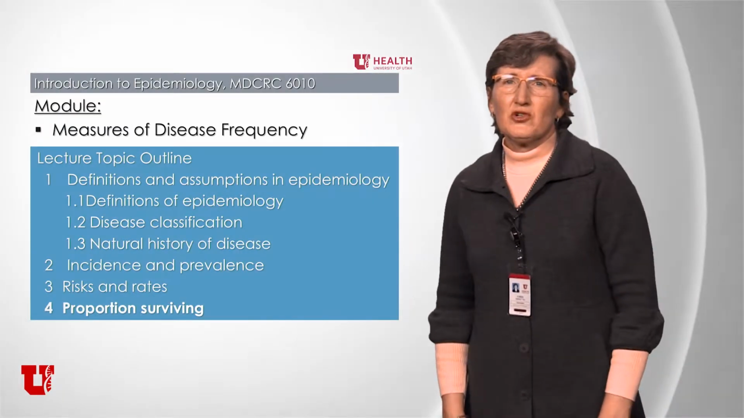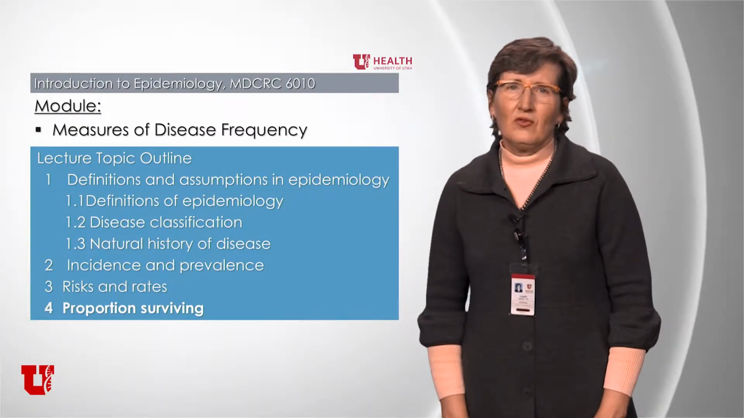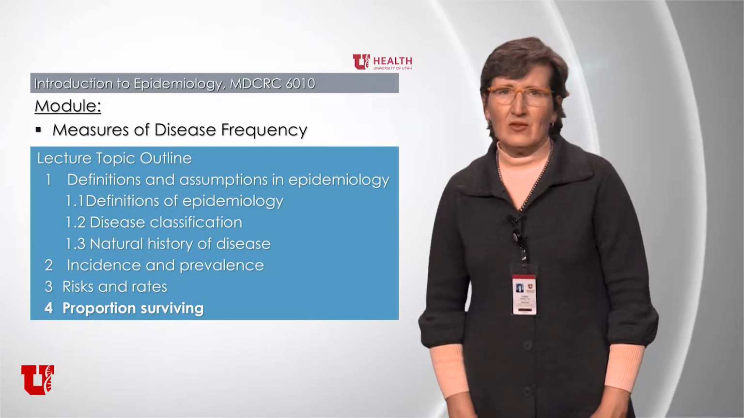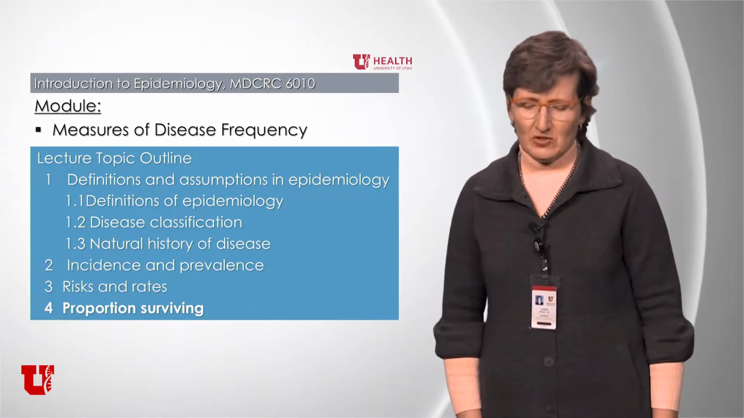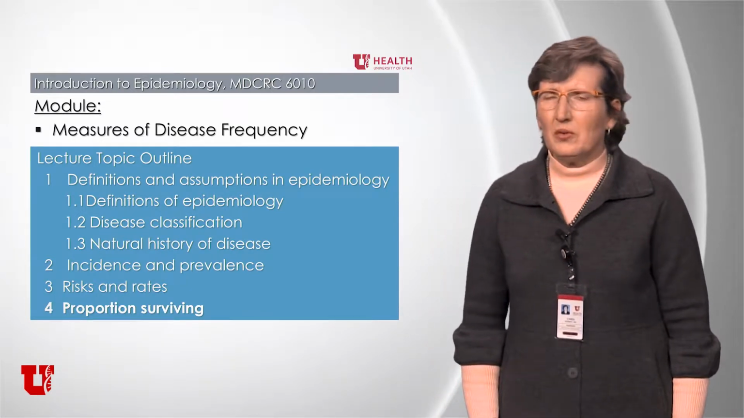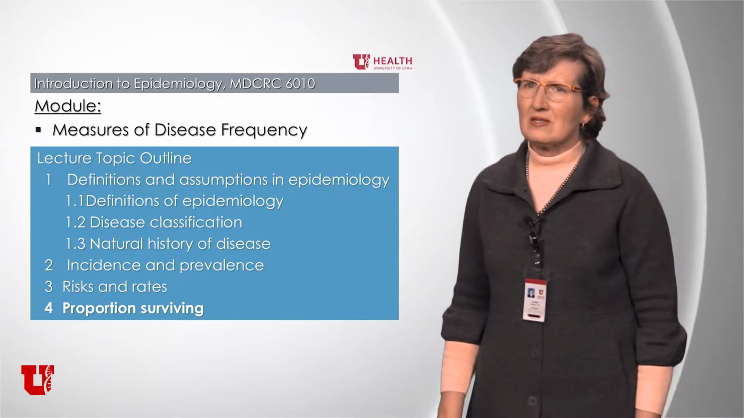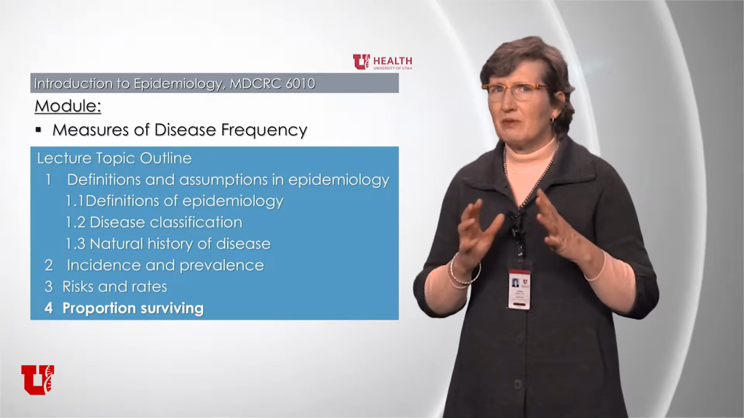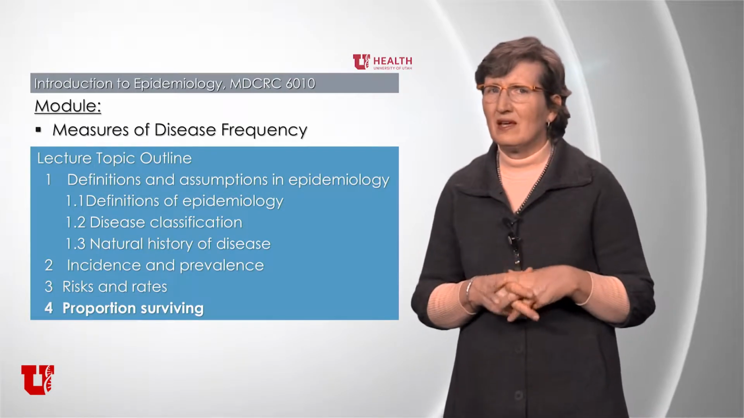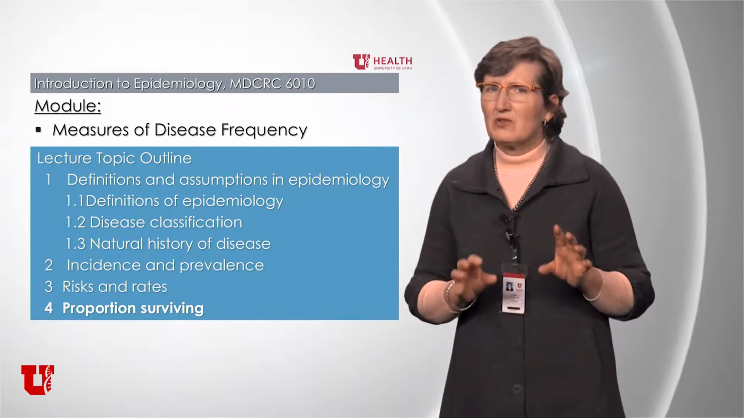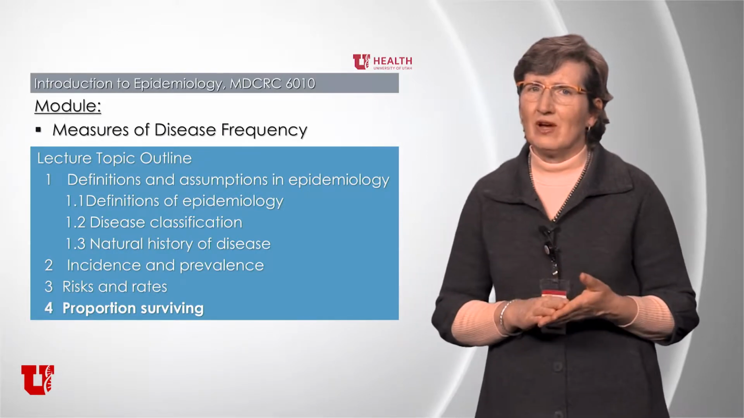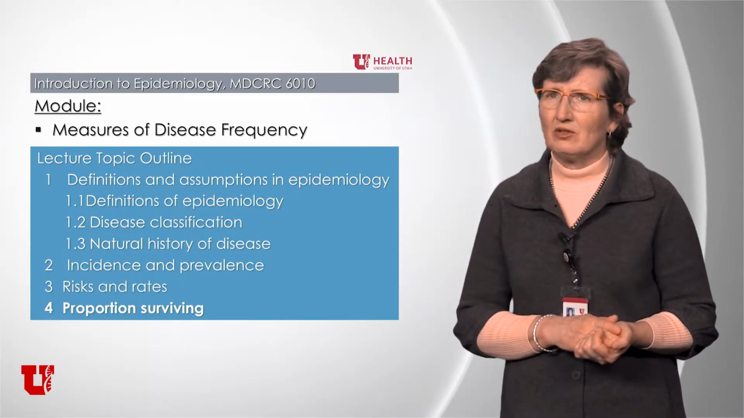For the module on measures of disease frequency, this is the last lecture segment, and this is the section on proportion surviving. In a very basic epidemiology course like this, or in a textbook chapter on basic measures of disease frequency, they usually will not talk about survival analysis or proportion surviving at a very introductory level.